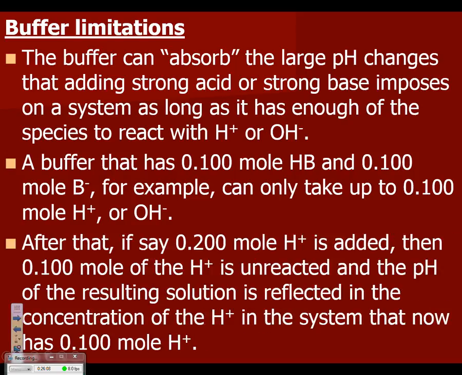Right. So they say if 0.2 moles of H plus is added, then 0.1 moles of H plus is unreacted. I reacted the 0.1 and I got left 0.1. Okay? And the resulting solution is reflected by, I used up all my buffer, but I have 0.1 moles of H plus left. So if I want to find the pH, I go minus log of 0.1, and I've got my new pH. I don't even worry about the buffer other than to say it's broken, and here's my new pH. So now I'm up here on the curve, or I'm down here on the curve. Okay?